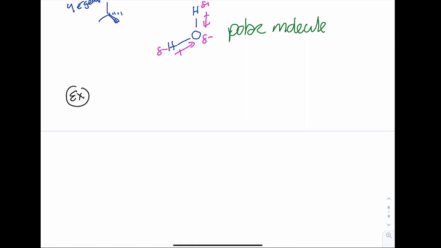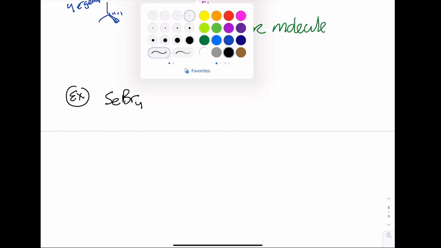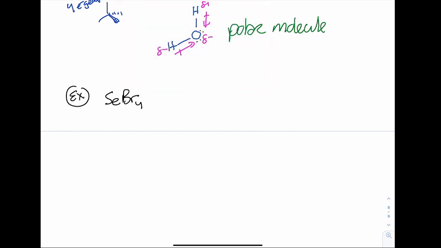So let's do, how about SeBr4. We're going to draw the Lewis structure, draw the molecular geometry, and check for formal charge. It's always something good to do. And then we'll assign bond dipoles and determine if the molecule is polar or non-polar. I'm going to go through all the rules for this one.